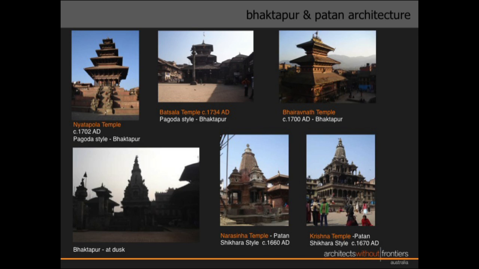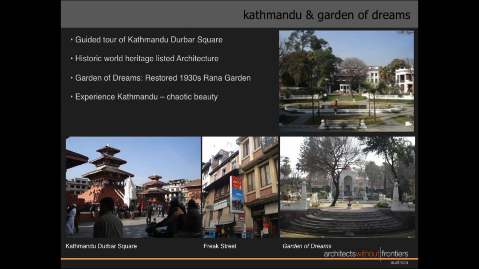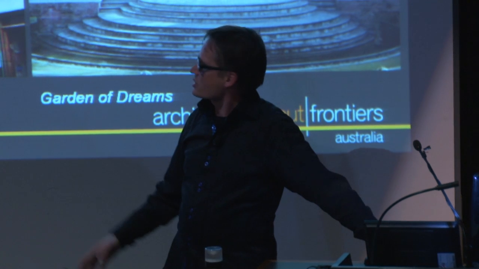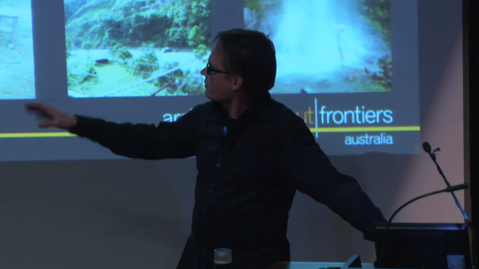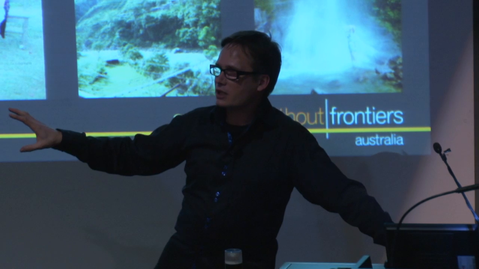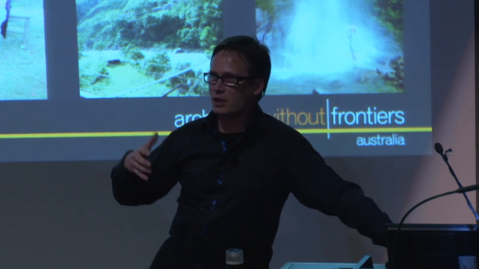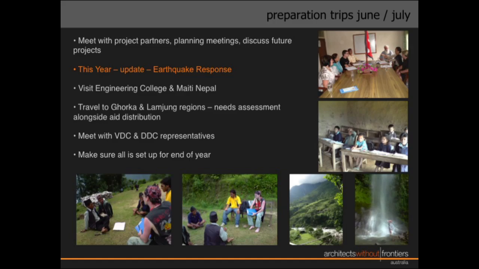In Kathmandu, we go to some sites around Kathmandu. We visit Freak Street, where the Beatles hung out in the 60s, and the Garden of Dreams, which was an old restored Rana garden. Okay, so I usually head over in the middle of the year to set up some of the trips with Graham Kent from Aussie Action Abroad, and again, working well alongside those communities.